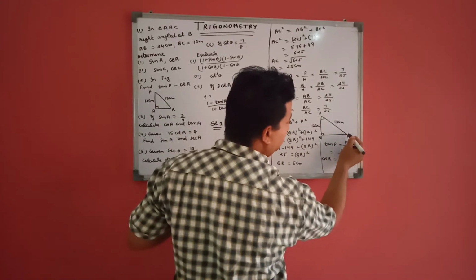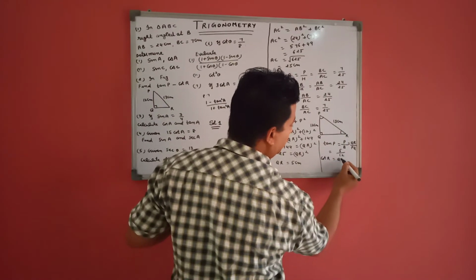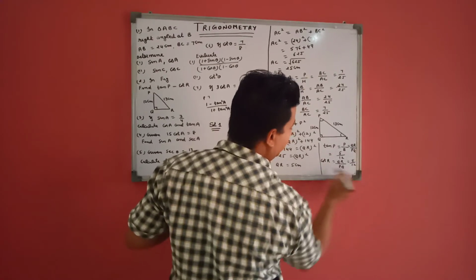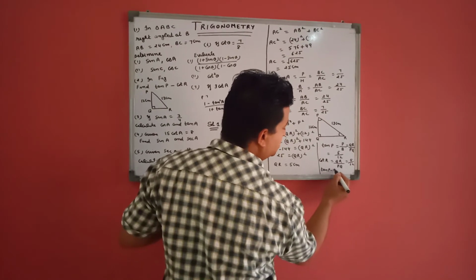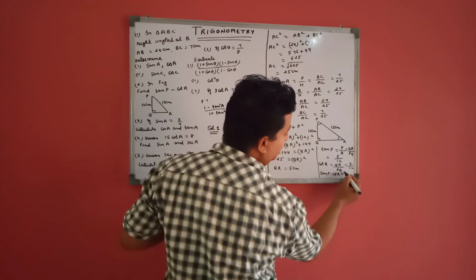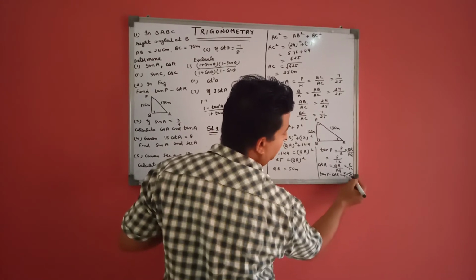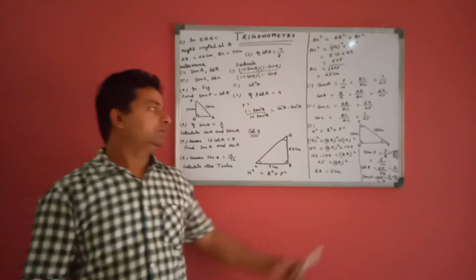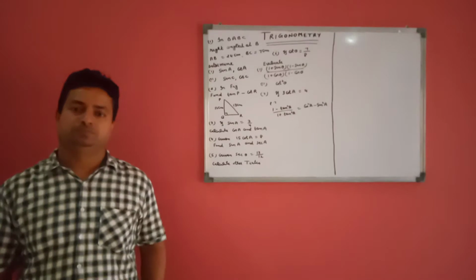R, this is the angle, this is perpendicular. Again QR is base and PQ is perpendicular. 5.12. Then tan P minus cot R is 5.12 minus 5.12, which is equal to 0. So 0 is the answer of this second question.